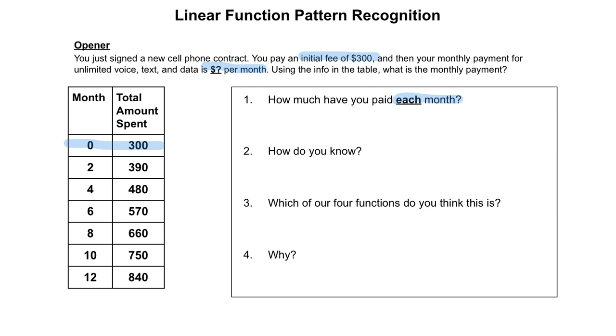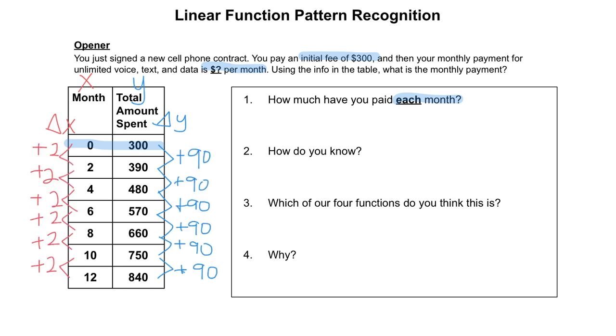So if we look here at our table, and again, we are calling this a month and the amount spent, but this is still just like an XY table. And so we're going to do the change in X and the change in Y just like we would if there was no context attached. And so if we look here, I want you to take a minute to just find those differences for X and for Y. Hopefully your table matches mine.